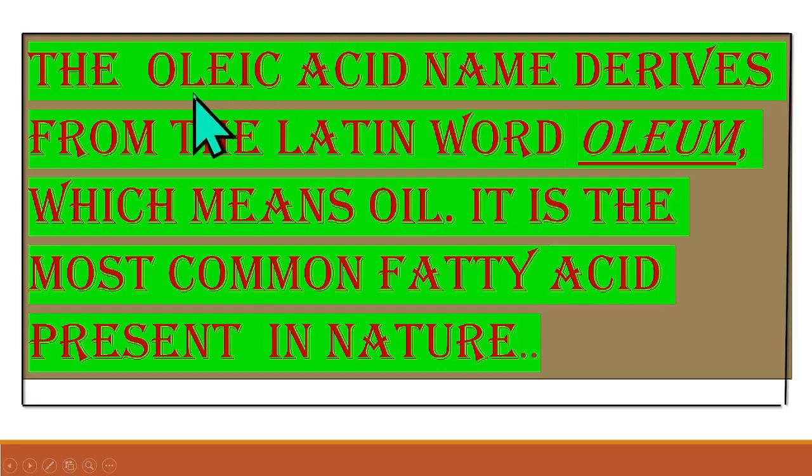The oleic acid name derives from the Latin word oleum. Oleum means oil. So why was the fatty acid named oleic acid? Because it was first identified in oil. It is the most common fatty acid present in nature. In so many substances, oily substances, we can find this oleic acid in large quantity.